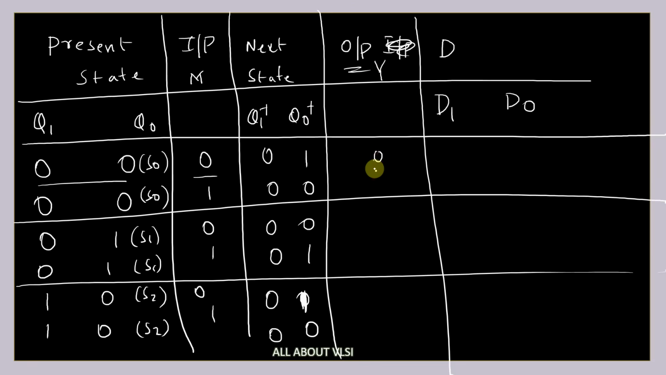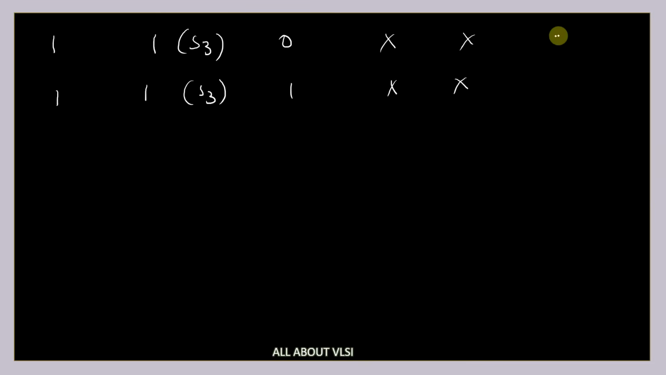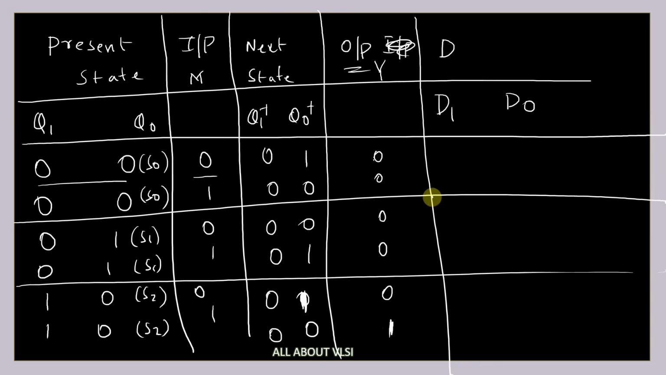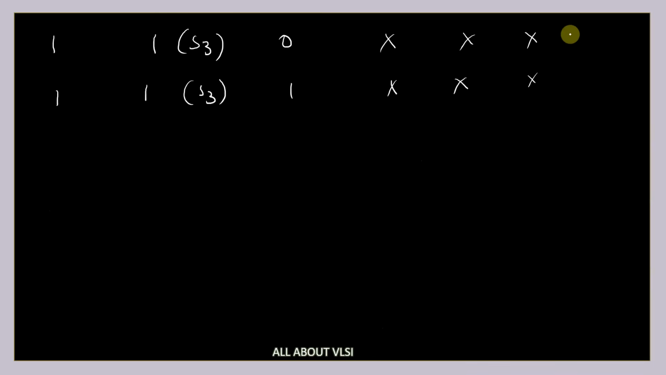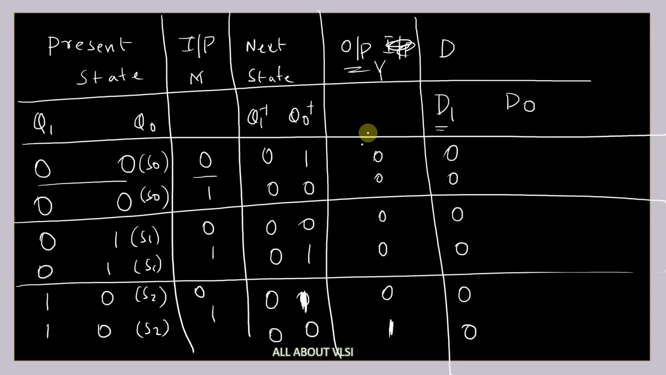And here your output is 0, 0. And if you get here, your output will become 0 only, and here your output will become 1, right? And here also your output is don't care. And what is your D1? D1 is just a copy of Q1 plus: 0, 0, 0, 0, 0, 0. Sorry, here I'm going to get X, X, 0, 1.